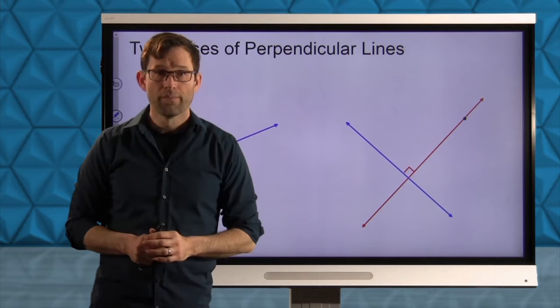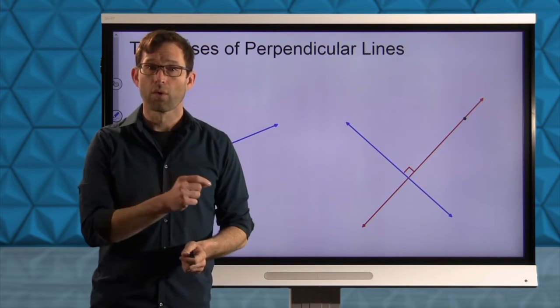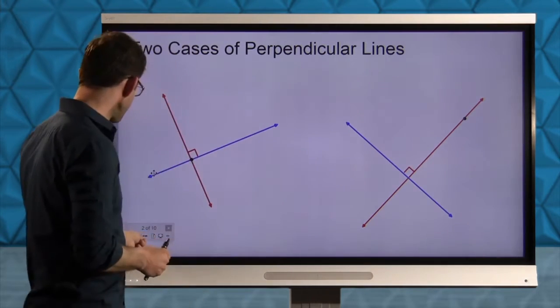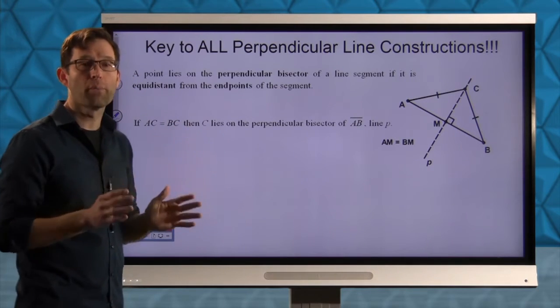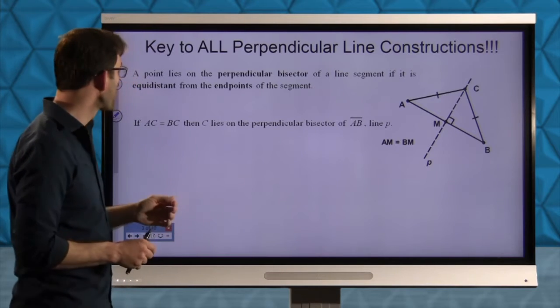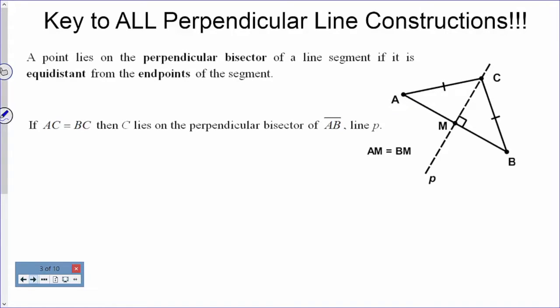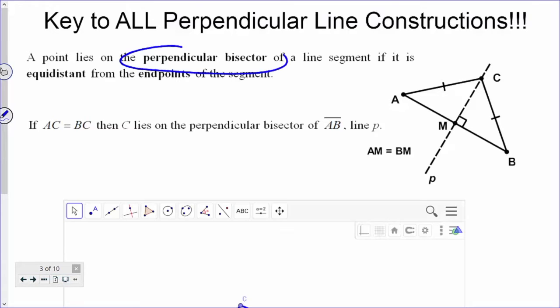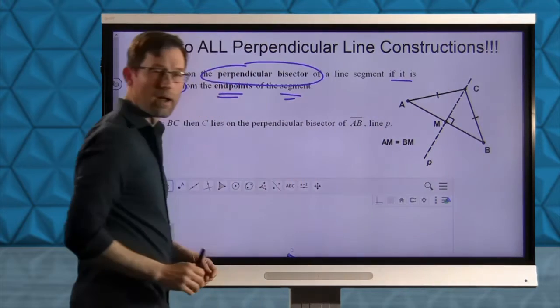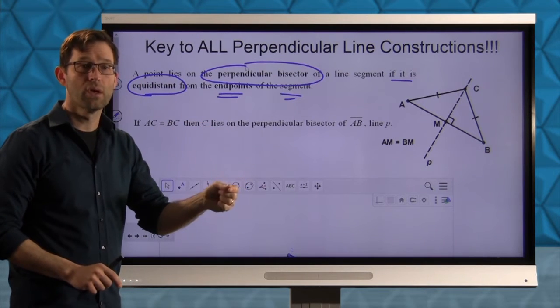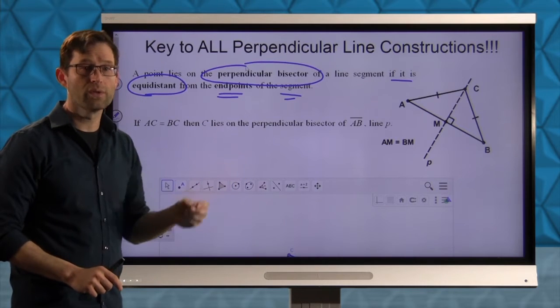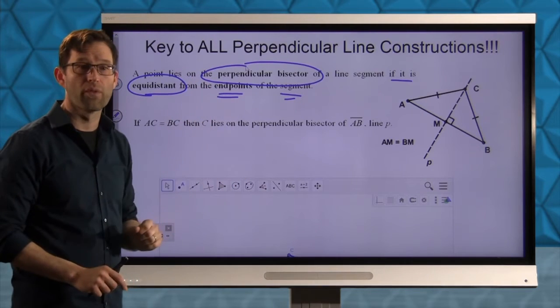Before we get into these though, let's review a few things that are important in order to understand these constructions. The key to all perpendicular line constructions is the following. A point lies on the perpendicular bisector of a line segment if it is equidistant from the endpoints of the segment. Now, we've proven this actually a couple different times. We proved it back when we were looking at rigid body motions. We also proved it earlier in triangle congruence. But this is an amazingly important thing.